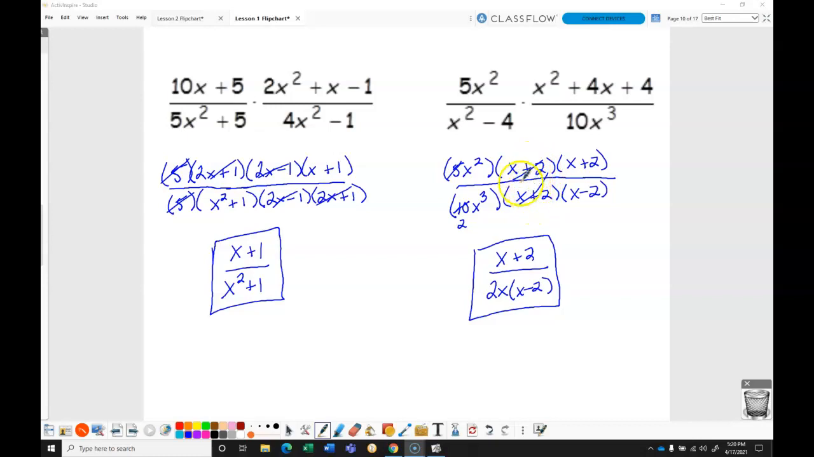Now when it came time to reduce the 5x squared over the 10x cubed, they were both divisible by 5, so I did that. And then when I looked at the exponents on the x's, I had one more in the denominator. So I ended up with 1x in the denominator. If it helps, go ahead and put parentheses around the top so you can tell that that wasn't part of these that got simplified. All right, let's try some more.